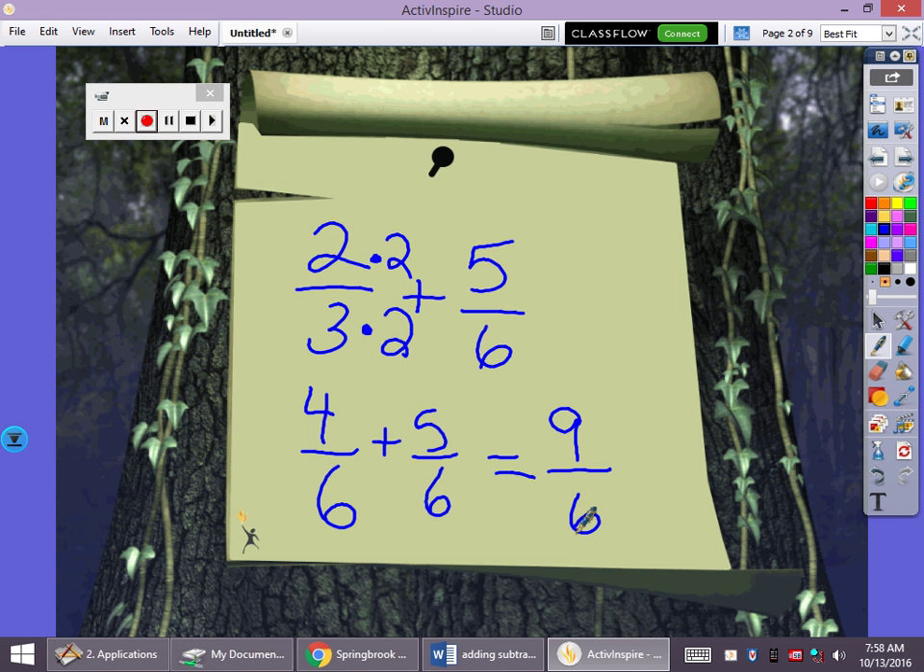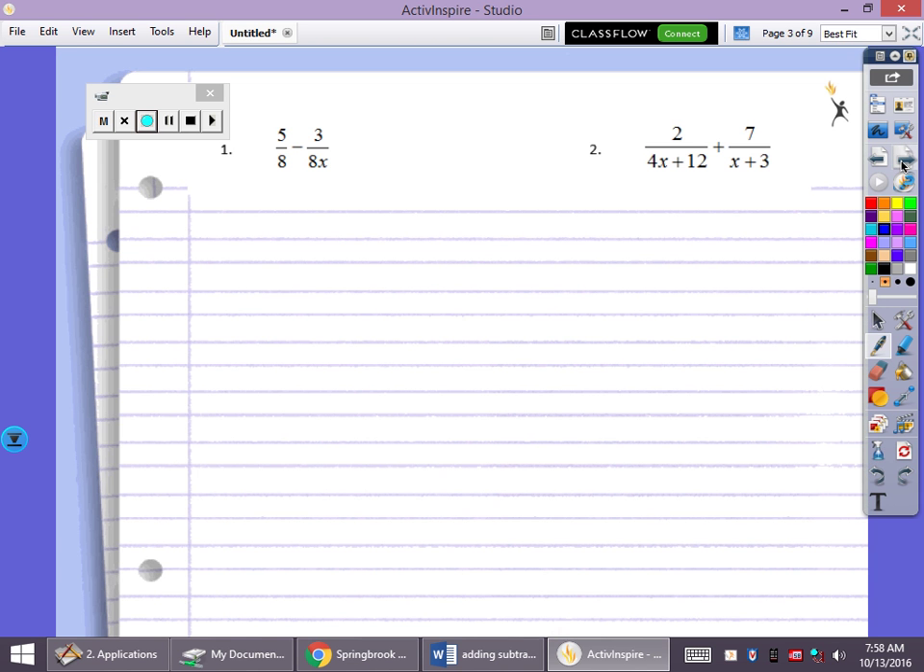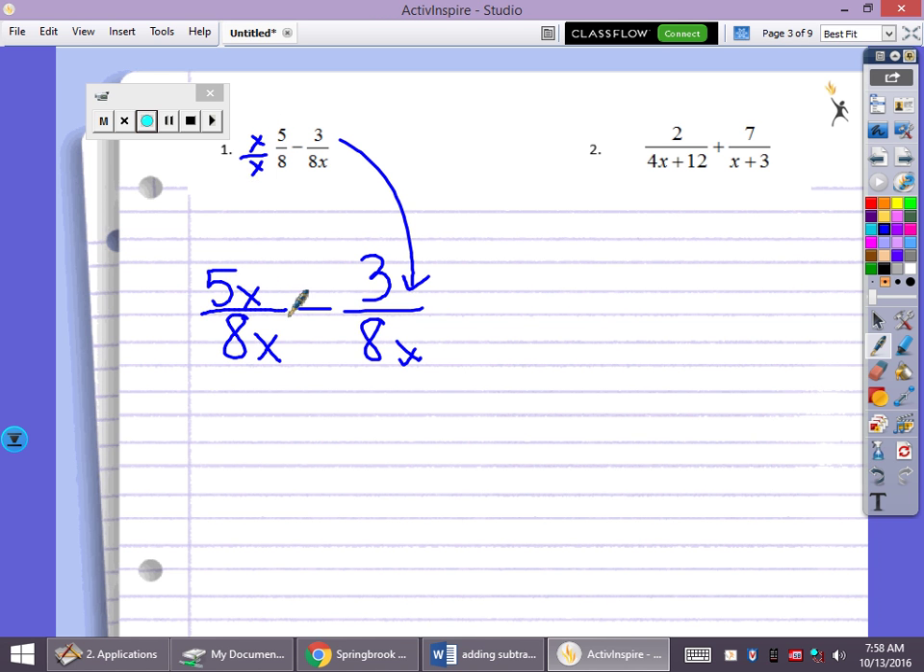All right. Okay. Let's look at this first problem. I have 8 and 8x. What is the least common multiple going to be? 8x. Great. So I'm going to write 8x, 8x. This one I can just drop down because I'm not going to change it because it already has the 8x. This one is missing the x. So I'm going to multiply the top and the bottom by x, and I get 5x over 8x. And my final answer is over 8x. And there's nothing more I can do to simplify.